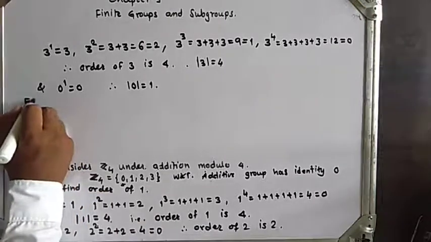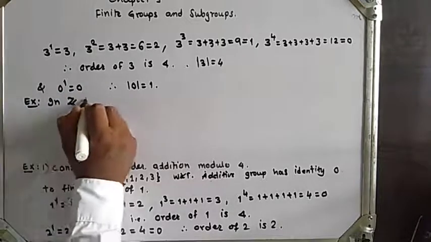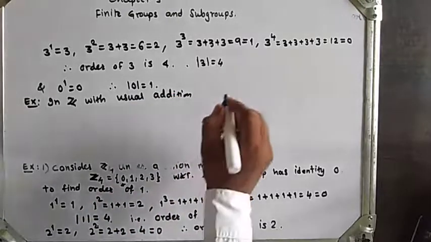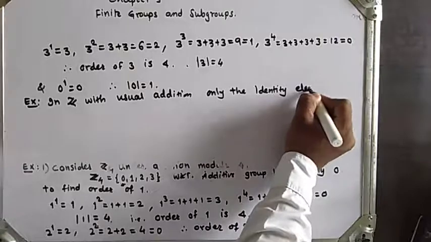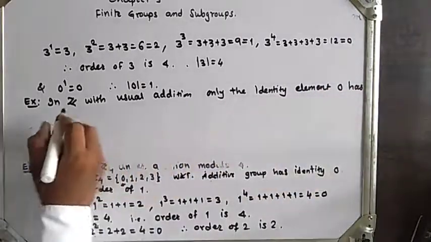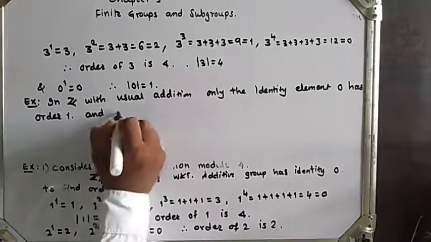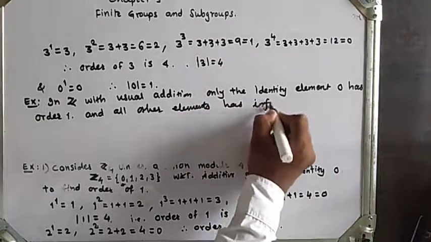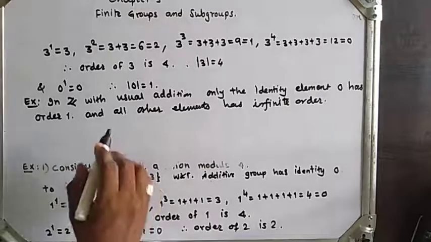Now second example, in Z with addition notation, the set of integers with usual addition, only the identity element 0 has order 1, and all other elements have infinite order, because Z is a group under the addition operation, so there exists 0.